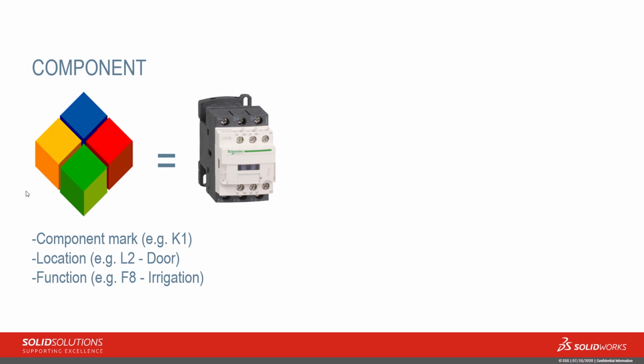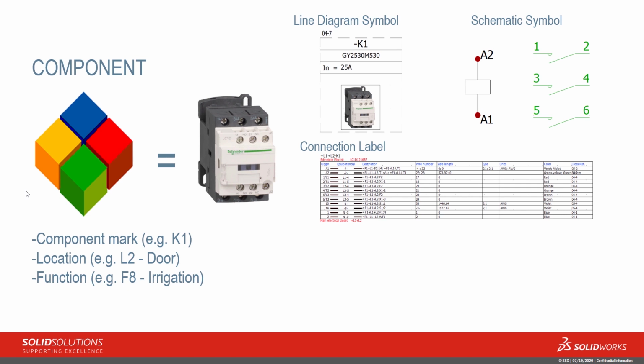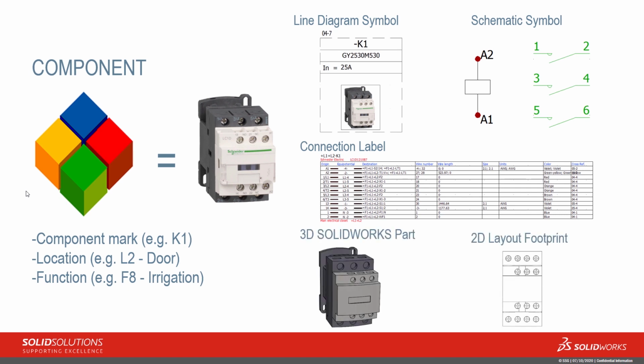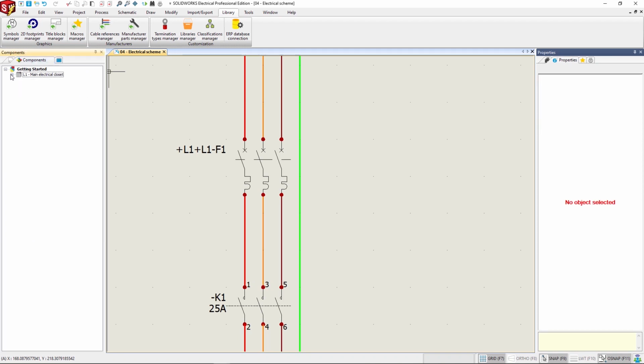They can be represented by line diagram symbol, schematic symbol, connection label, 3D SolidWorks parts, and 2D layout footprint. The components are grouped by location, as the component list shows.